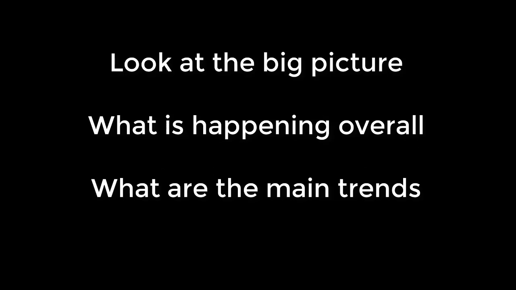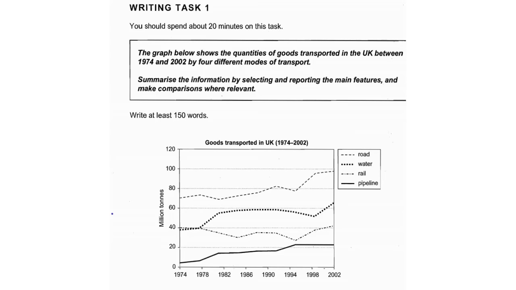The next question concerns what an overview should contain. The overview should contain a description of the big picture. What is happening overall? What are the main trends? If we look at this example prompt, we see there are 4 lines, 3 of them following a similar trend, and 1 following a different trend.